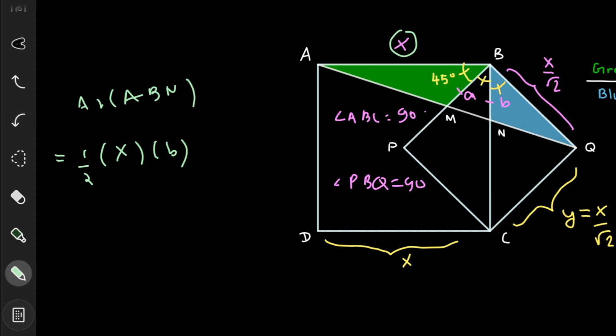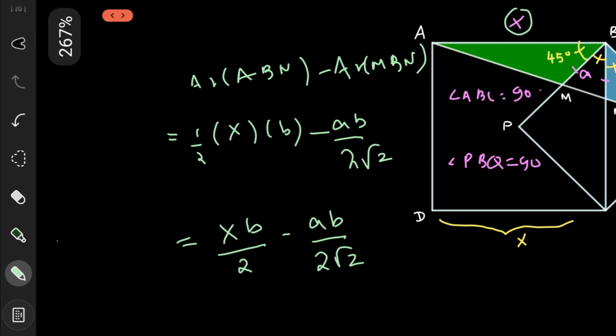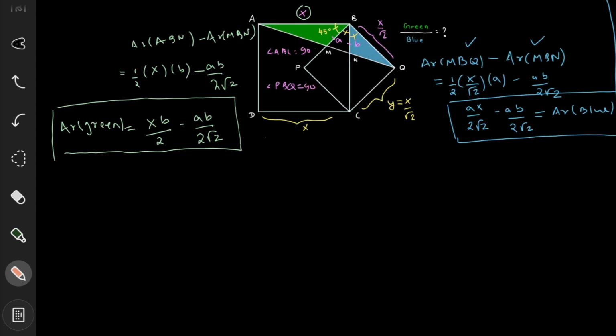Now the triangle that we have to subtract is the triangle MBN. So previously we have already got the value of the triangle MBN, and that was AB upon 2 square root of 2, and this thing has to be subtracted. So this thing will finally turn out to be XB upon 2 minus AB upon 2 square root of 2, and this thing is the area green. So now here we have the area of the green region and area of the blue region.